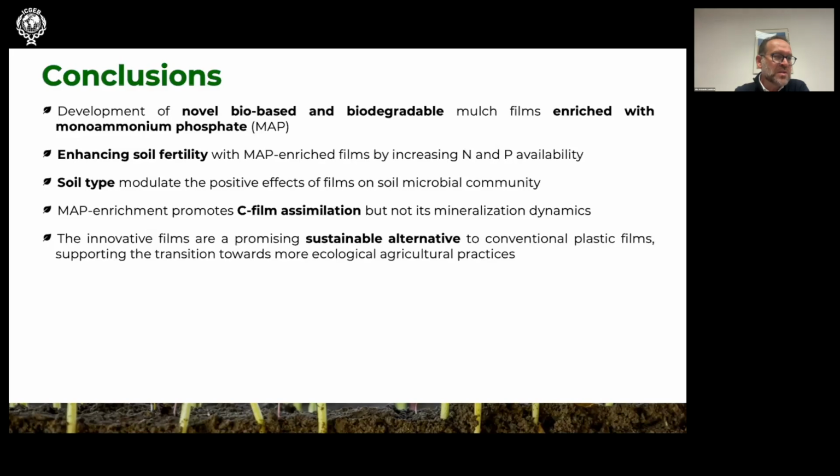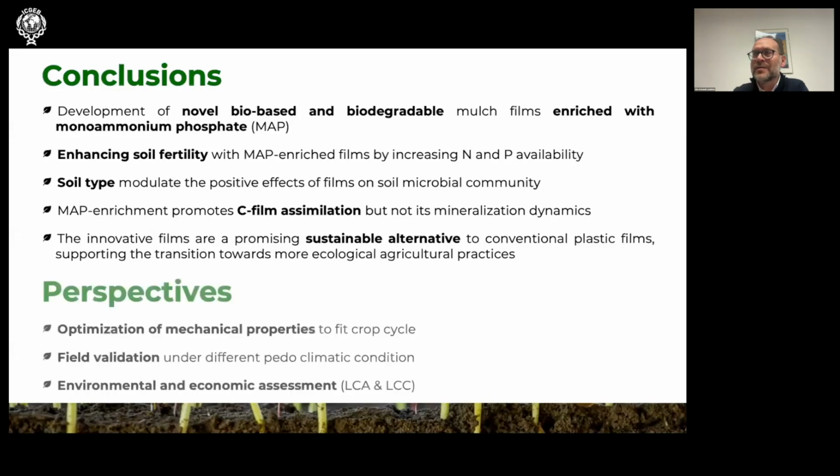The project ended just a few months ago, but we are performing other research and experiments about these films, because as I said before, we need to optimize the mechanical properties of our films. We need more field validation under different pedoclimatic environments, and we also have to evaluate this film for life cycle assessment and life cycle costing.